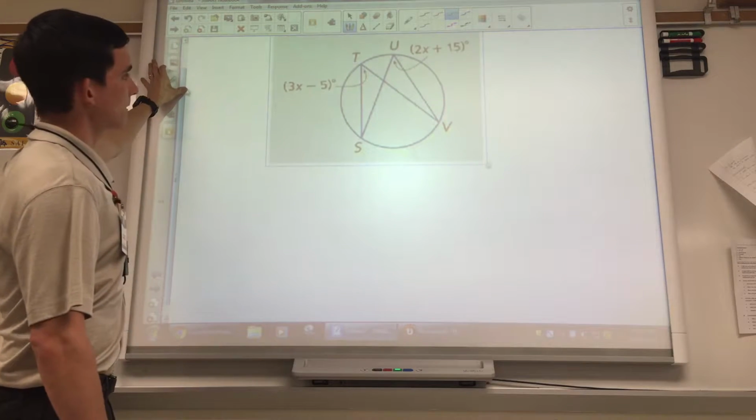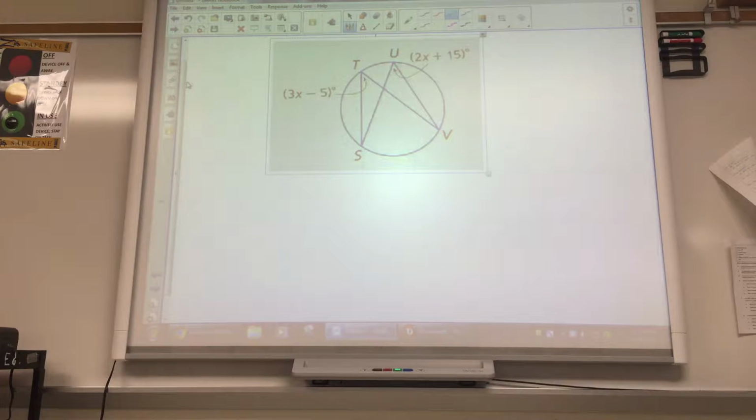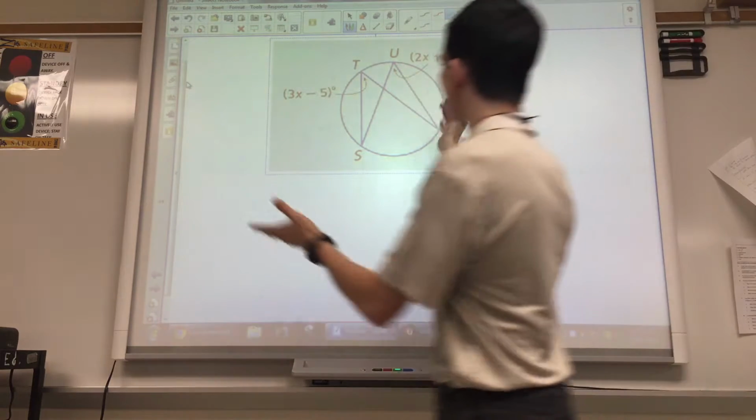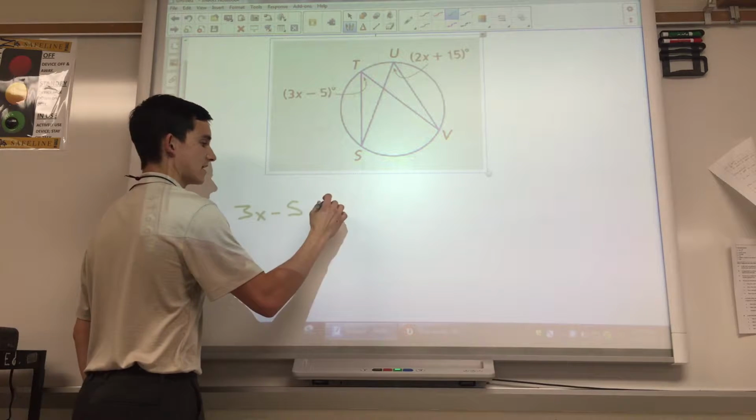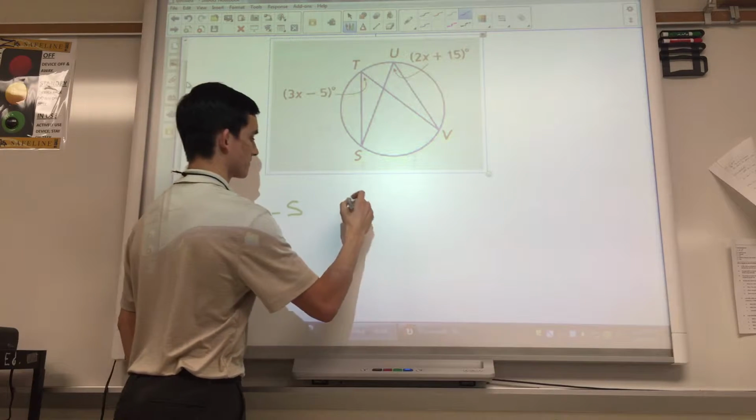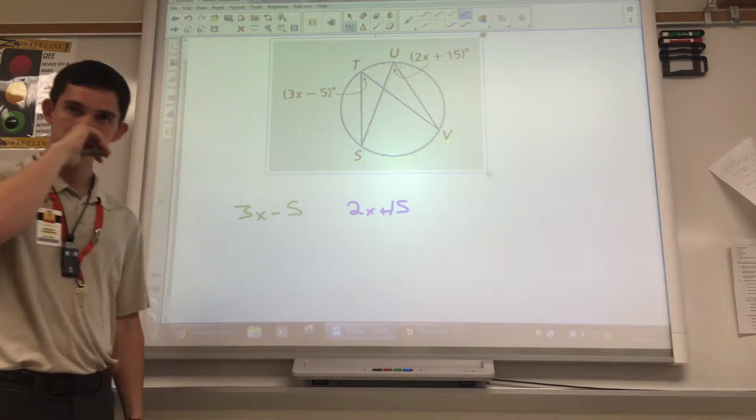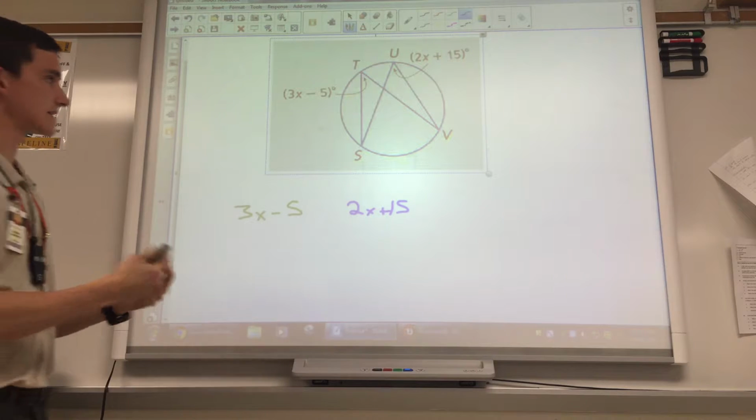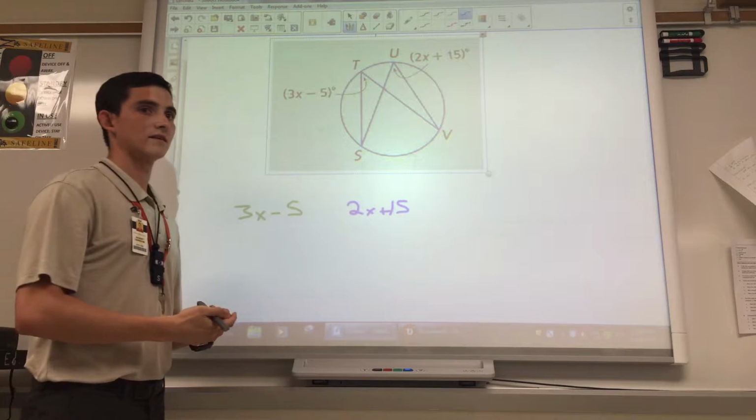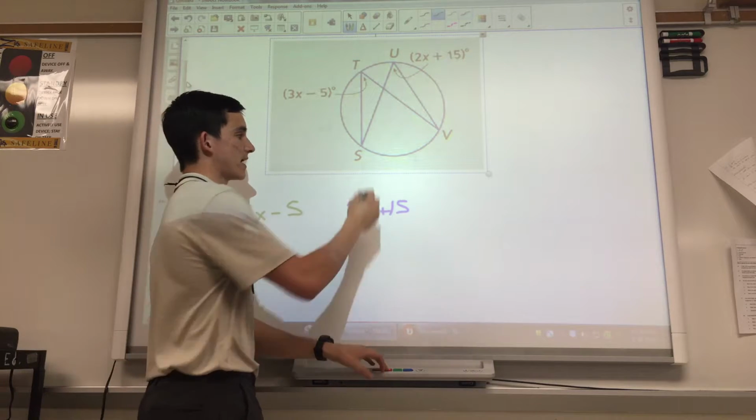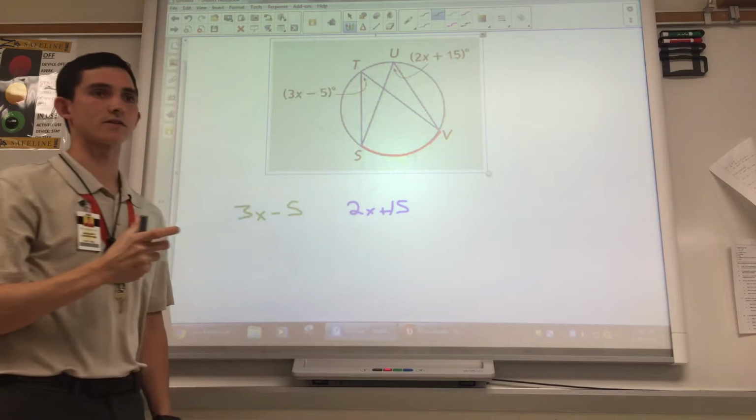What are they getting at on this one? That they're equal. So you have two angles being compared: an angle that measures 3x minus 5, and another angle measuring 2x plus 15. Now I heard that they're equal. How would you rationalize that based on this picture? They both open up to SV. Both of them are creating the exact same size arc, right?